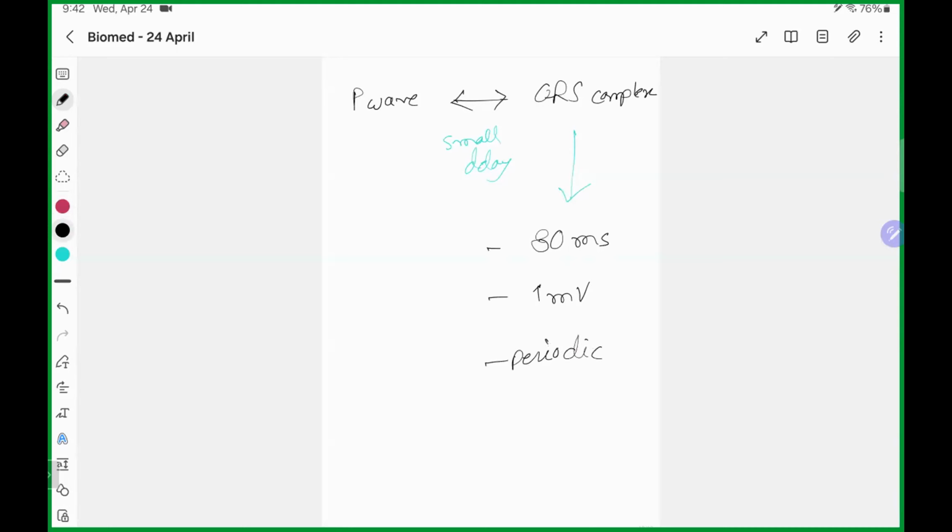Where does this QRS complex come from? This QRS complex happens when you have the ventricular contraction.